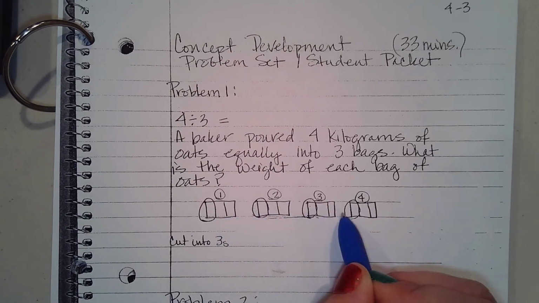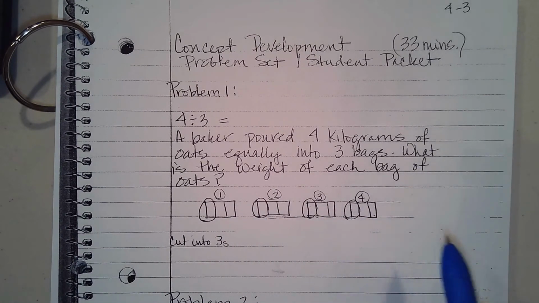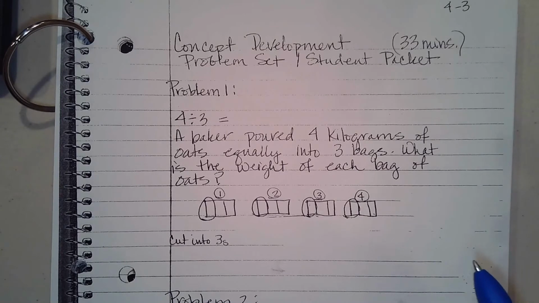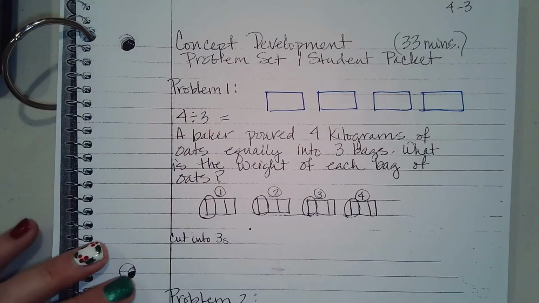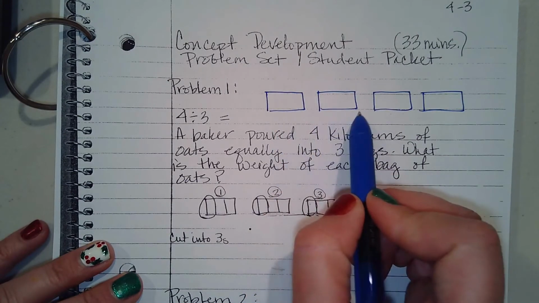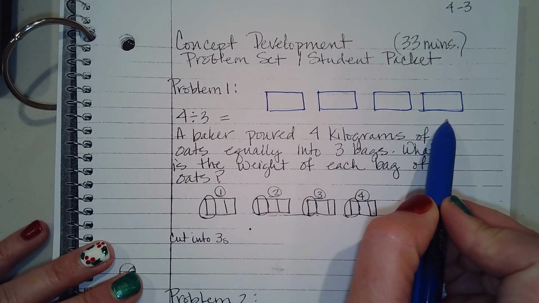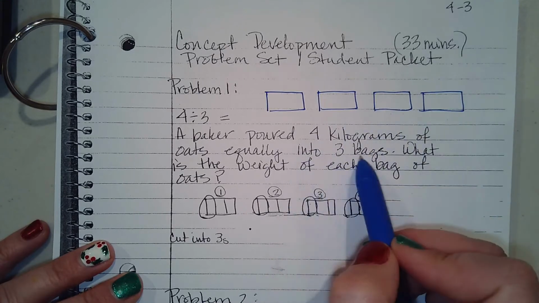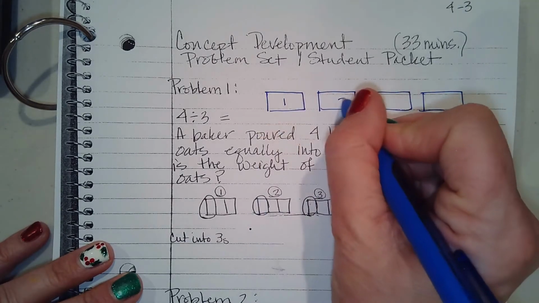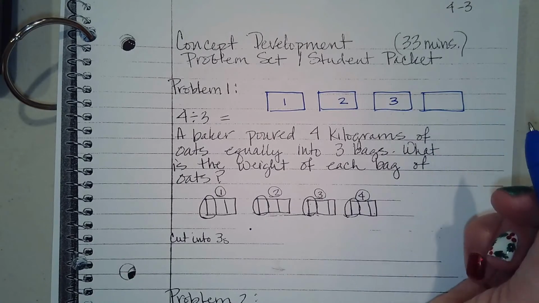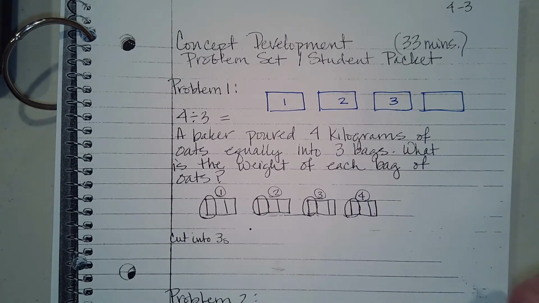So right here, we have our 4 kilograms. Every bag will get a whole kilogram of oats, and then we will split the last kilogram equally into thirds. Okay, so here we go. As you can see, I have 4 wholes, right? And now we're going to divide into 3 bags. So here's 1 bag, 2 bags, 3 bags. And now we have one left over, right?